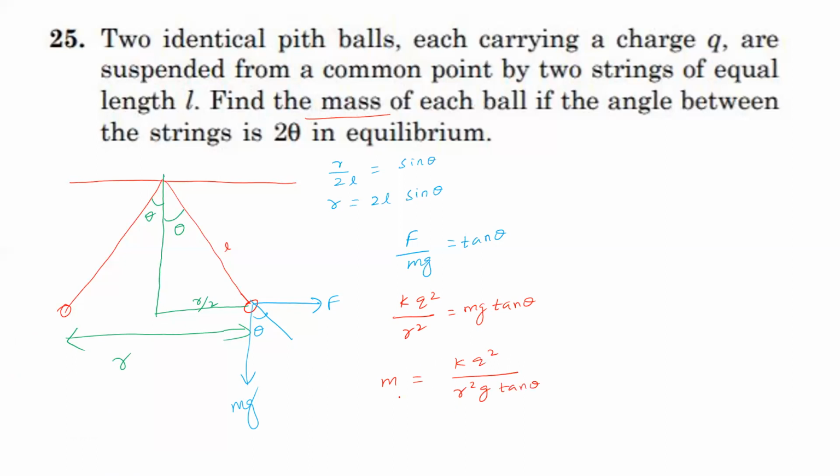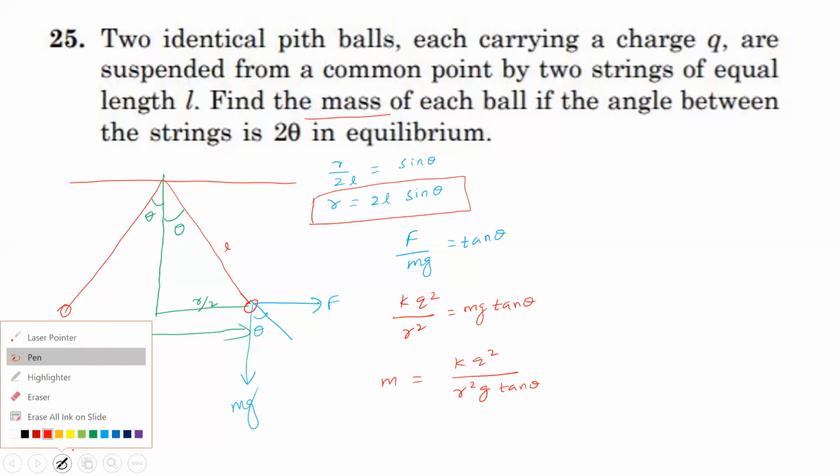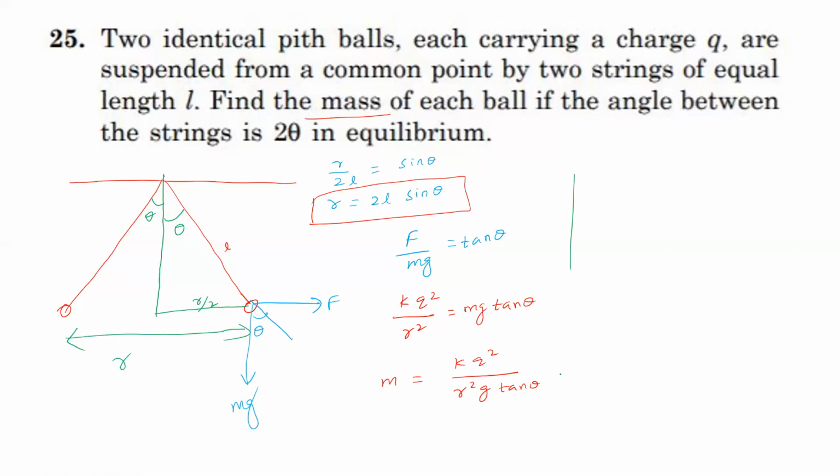Now we are going to substitute the r value, which is 2L sin theta. By substituting, m is equal to, where the k value is 1 by 4 pi epsilon naught, q square, and this 1 by tan theta we take as cot theta, divided by r square, where r is 2L sin theta, so r square is 4L square sin square theta, and this g is there.